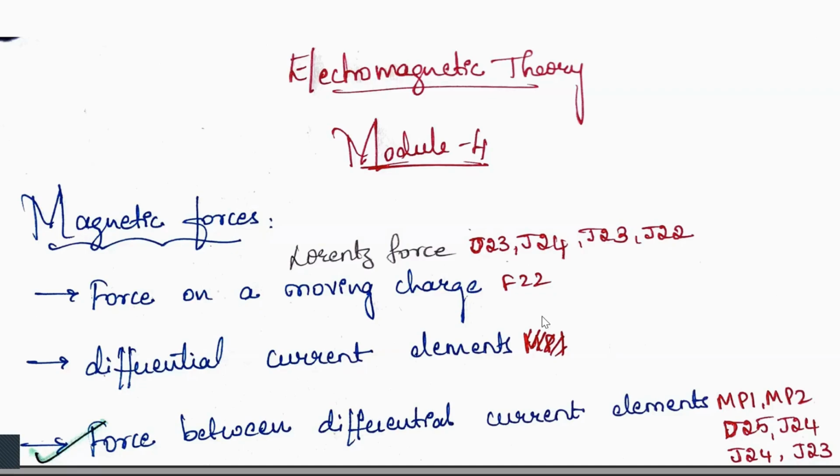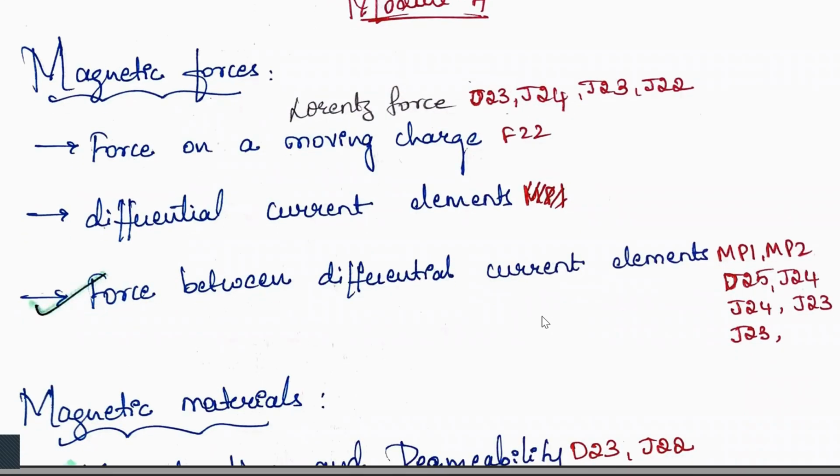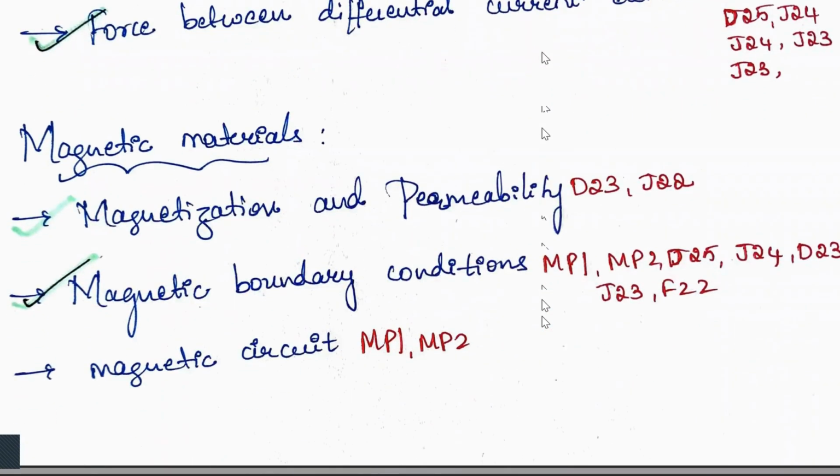Today we'll start with module 4, which contains two topics: magnetic forces and magnetic materials. The three previous module videos are already uploaded. Please check the description box for the links. In magnetic forces, we study the force on a moving charge, then differential current elements and the force between differential current elements, which is a very important derivation. Next comes magnetic materials. Here, magnetization and permeability, magnetic boundary conditions and magnetic circuit are discussed in part 2.